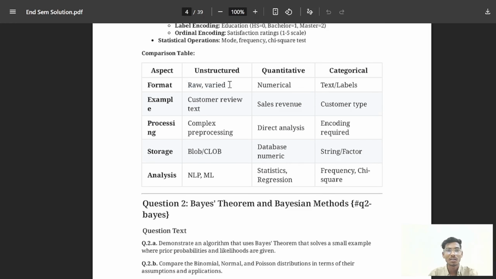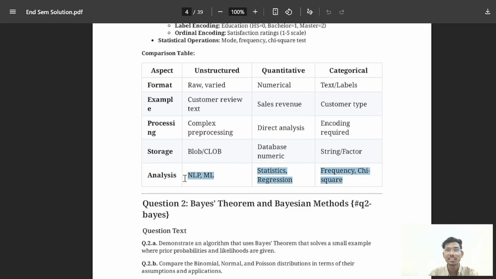अनस्ट्रक्चर्ड डेटा रॉ हो सकता है, वेरिड होता है, न्यूमेरिकल होता है. क्वांटिटेटिव डेटा, कैटेगरी डेटा, टेक्स्ट और लेवल्स के फॉर्म में अपन डिफरेंशिएट कर सकते हैं. इसके एग्जांपल्स लिखे हुए हैं. और प्रोसेसिंग, कैसे क्या प्रोसेस करते हैं इस अलग अलग डेटा को. स्टोरेज, किस फॉर्म में स्टोर करते हैं इनको. एनालिसिस, कि कैसे एनालाइज करते हैं इनको.